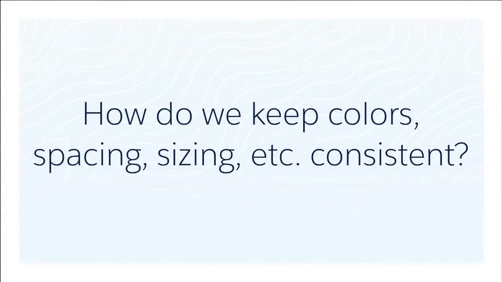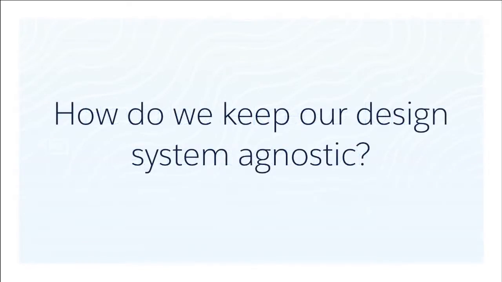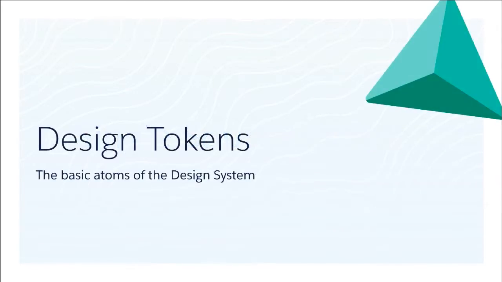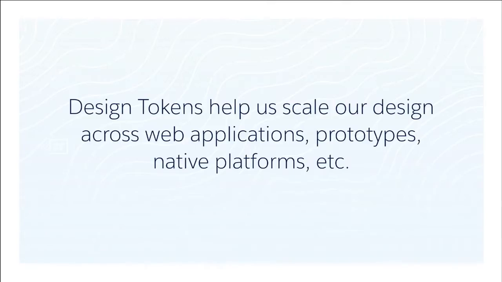And so how do we keep colors, spacing, sizing, all of these values that are generally variable across different design frameworks consistent? And how do we keep our design system agnostic with one single source of truth? So we developed a system called design tokens, which basically, if you understand how variables work, takes a lot of values for things and just turns them into variables so that a lot of different teams can consume them over and over. And I'll get a little bit more into it. So the design tokens help us scale our design across web applications, prototypes, and native platforms. You can use these design tokens across every single device that you have. You can put it in one code base and it will just work everywhere.